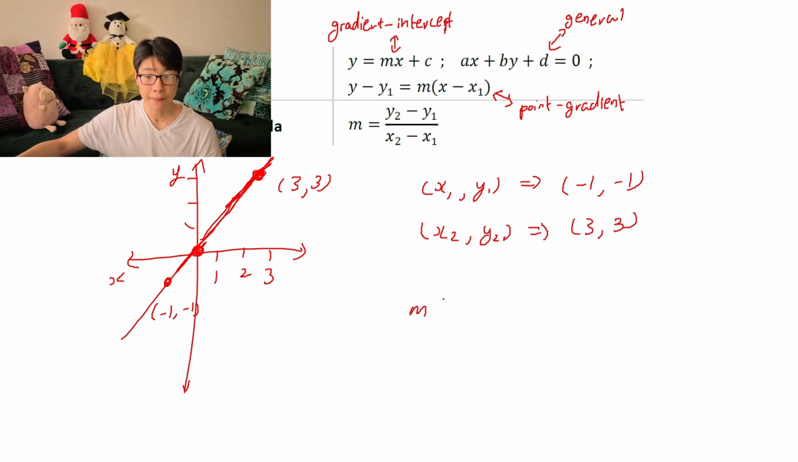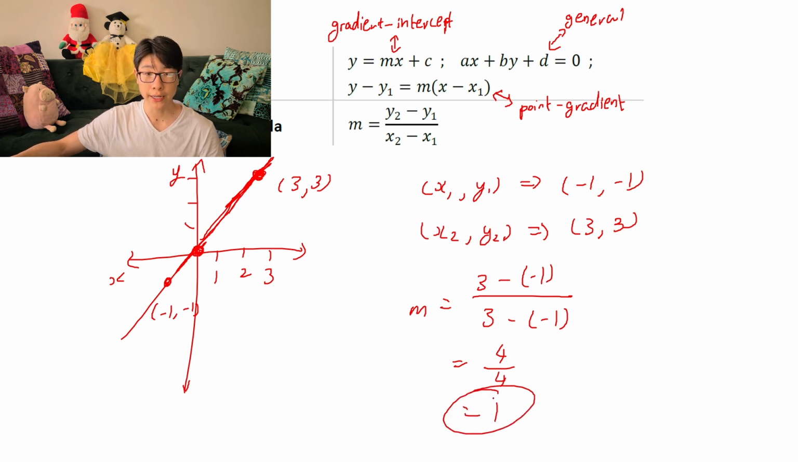So if we want to find m, or the gradient, we simply need to substitute y2, which is 3, minus y1, which is negative 1, on top of x2 minus x1, which is 3 minus negative 1 again, because the x values respectively for x2 and x1 are 3 and negative 1. And we'll find that negatives become positive, so it becomes 4 on 4, and our gradient is 1.